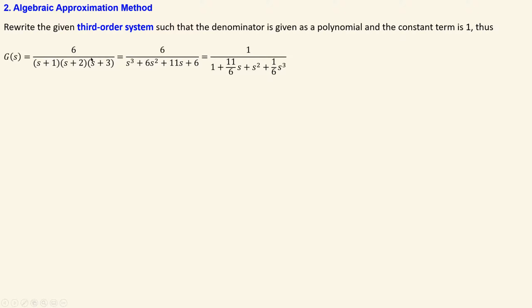This is what is given. We will of course work out this parentheses. You will then have the third order polynomial in your denominator, and you will divide it such that the constant here is 1. So you will divide by 6. So we'll have 1 plus 11 over 6 s plus s squared and plus 1 over 6 s cubed.